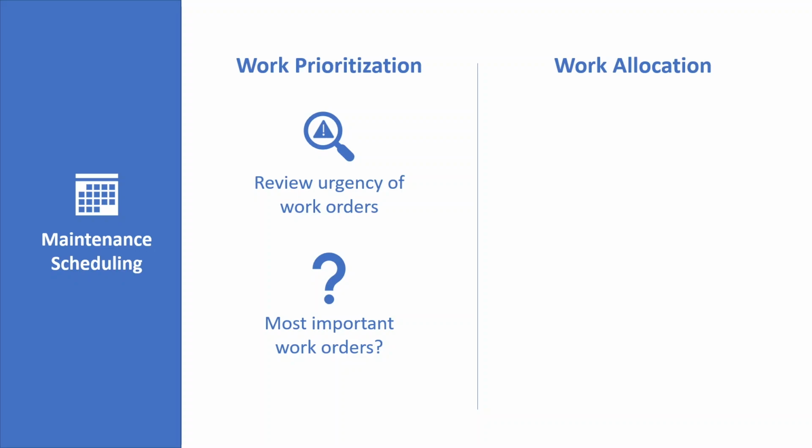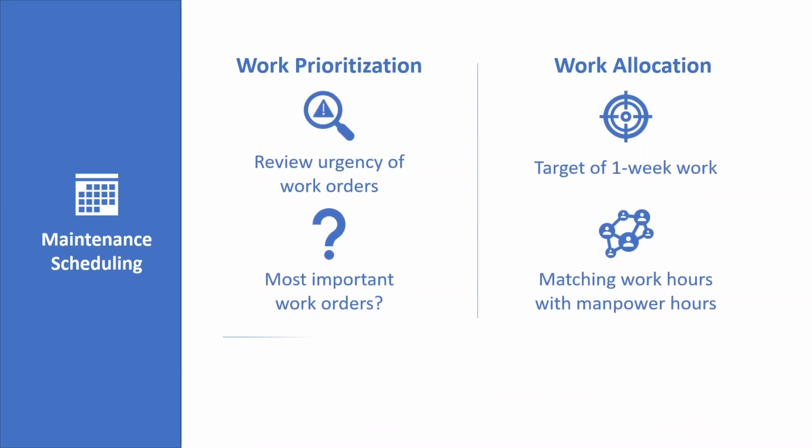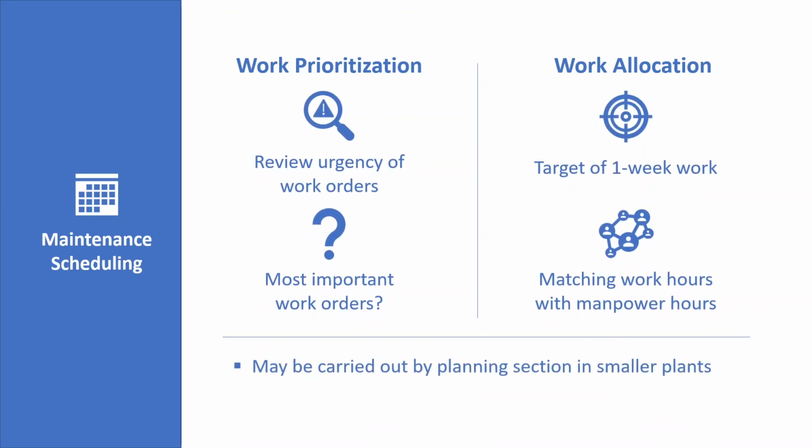On the other hand, work allocation is about setting a target for the crew supervisors regarding how much work should be completed in a week. This involves matching the man hours of allocated jobs to available man hours in a week to ensure maximum utilization of maintenance manpower. We will discuss this also in more detail in upcoming lectures. Maintenance scheduling in smaller plants may be carried out by the planning section itself. Otherwise, it will have a dedicated section of its own with its own staff.